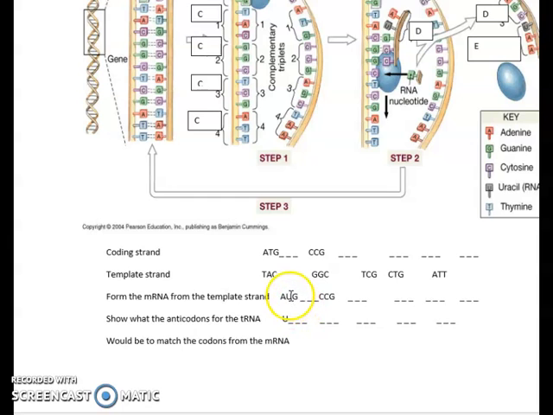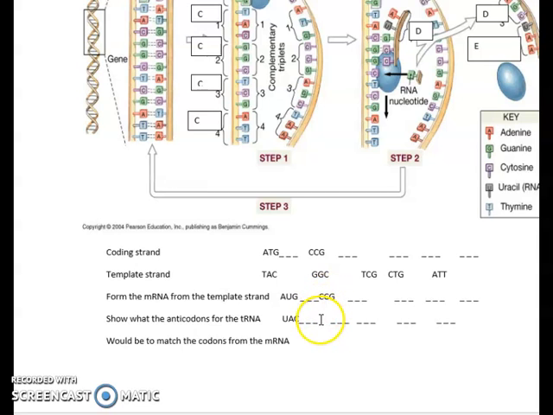Okay, what's complementary to uracil? Well, adenine. And what's complementary to guanine? Cytosine. Okay, well, let's read then. We just read our first codon with our first anticodon. Now let's read our second codon and determine what our next anticodon would have to be.